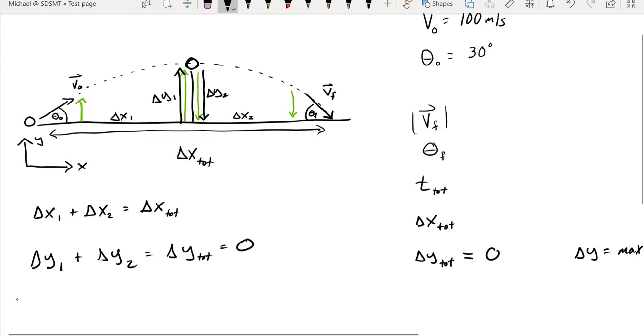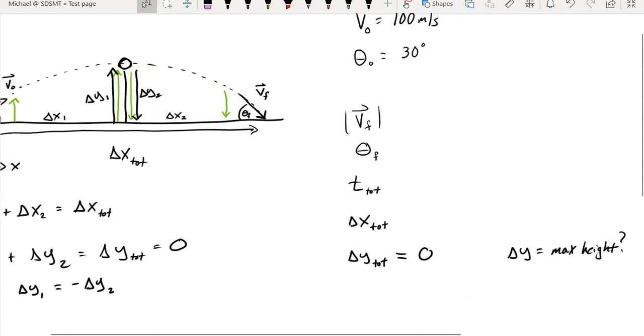So if delta y1 plus delta y2 combine to make 0, then delta y1 will have to equal the negative value of delta y2, and that's exactly what we expect for the cannonball flying up to a maximum height and then falling back down again.